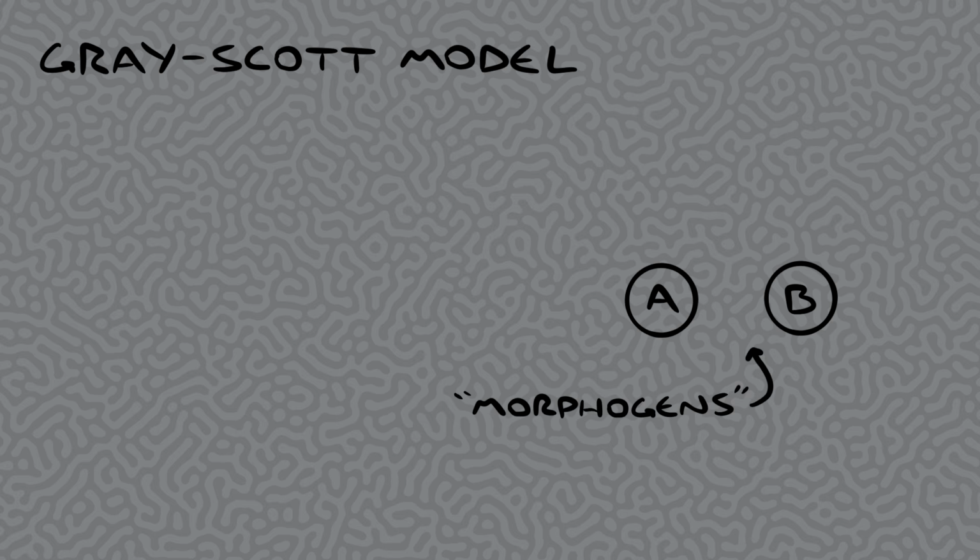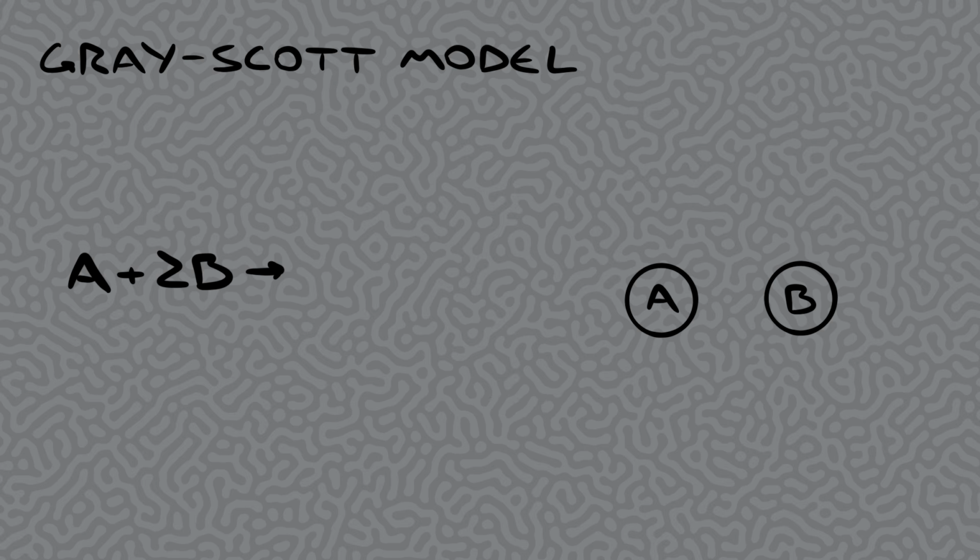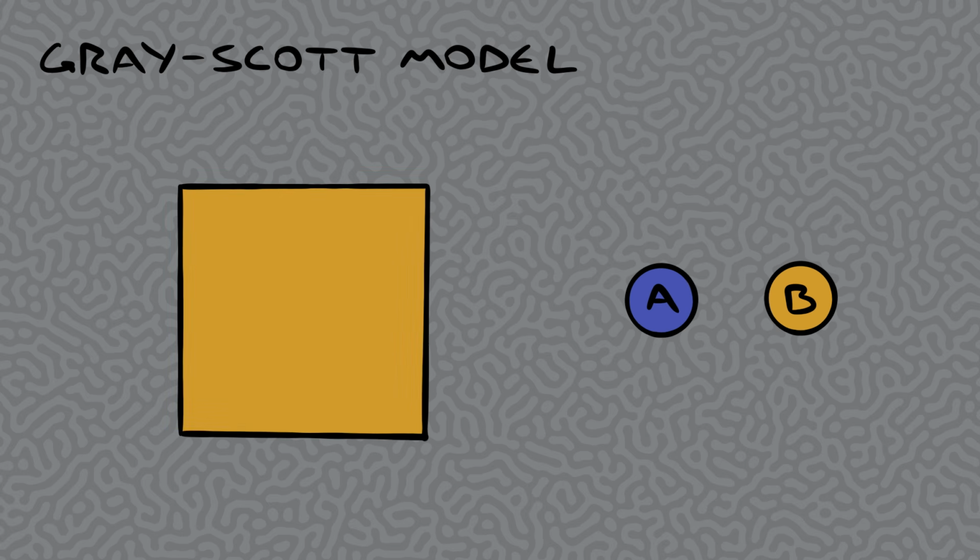For this example, I'll use the Gray-Scott model, which assumes that there are two chemicals, or morphogens as Turing called them, and two simple reactions that can happen between them. 1A and 2B can combine to make 3B, and B can become some other chemical that we don't care about. Also, we'll assume that morphogen A is being fed into the system at some rate. We'll make A blue and B yellow, so the color of a pixel on our screen will represent the concentrations of A and B in that region.